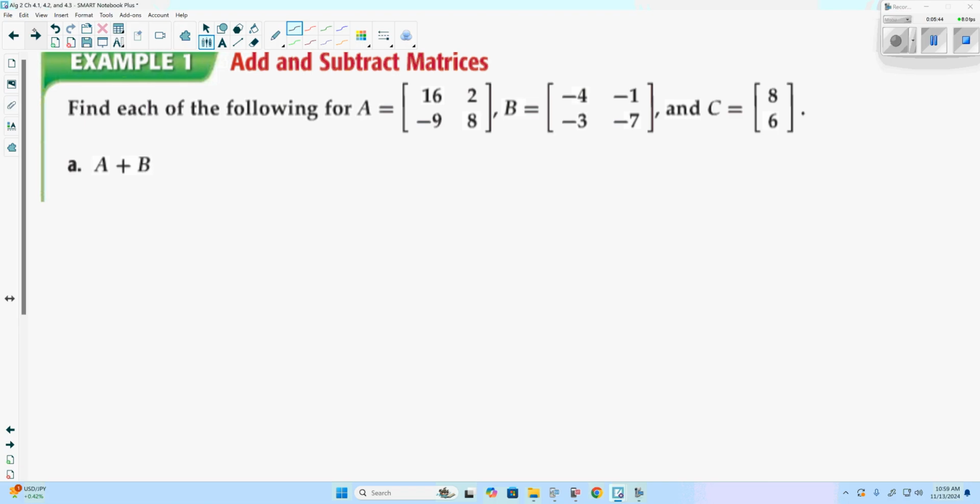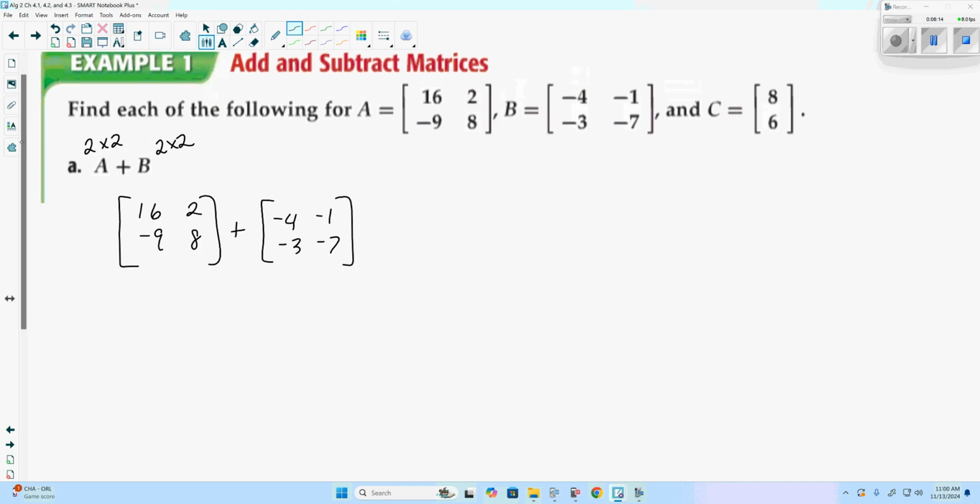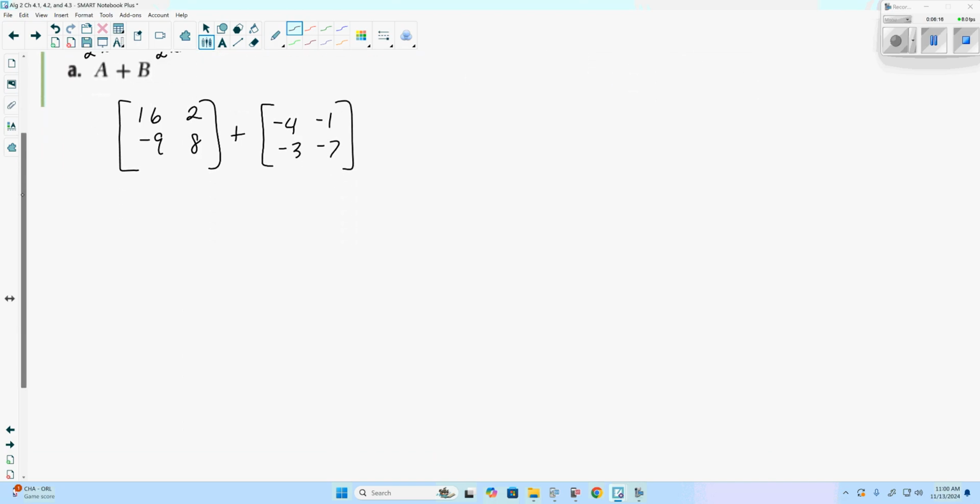So if we look at this here, A plus B, well, matrix A, what are its dimensions? It's a 2 by 2. B is a 2 by 2. Are the dimensions the exact same? But not C. So here, we can add A and B. So 16, 2, negative 9, 8. And we can add to it negative 4, negative 1, negative 3, negative 7. We're just going to add these two together.